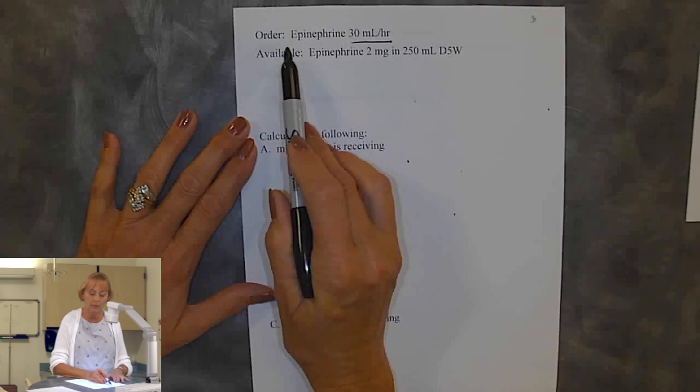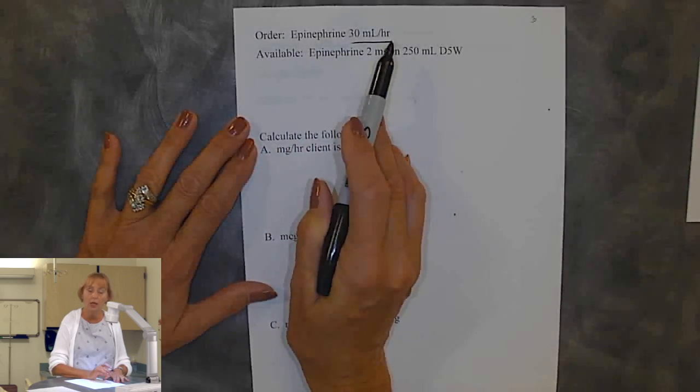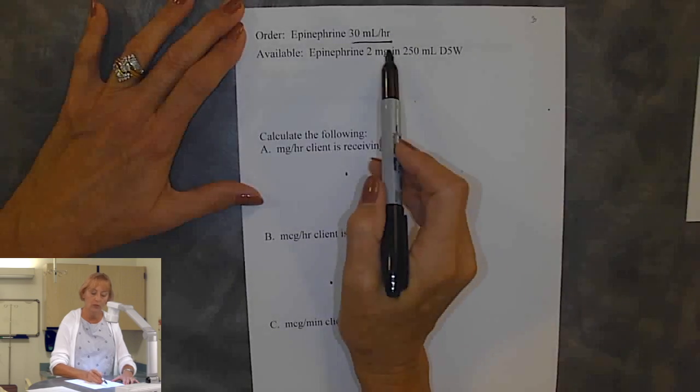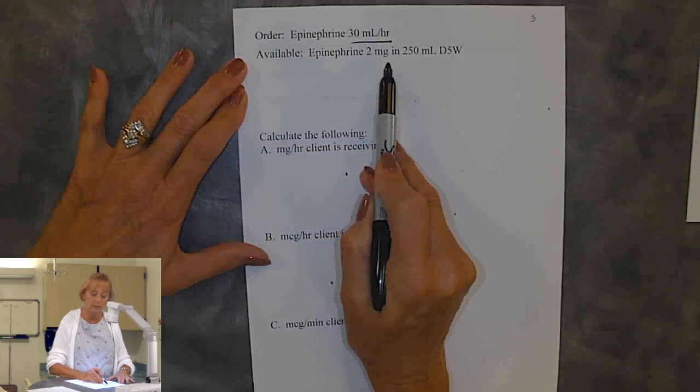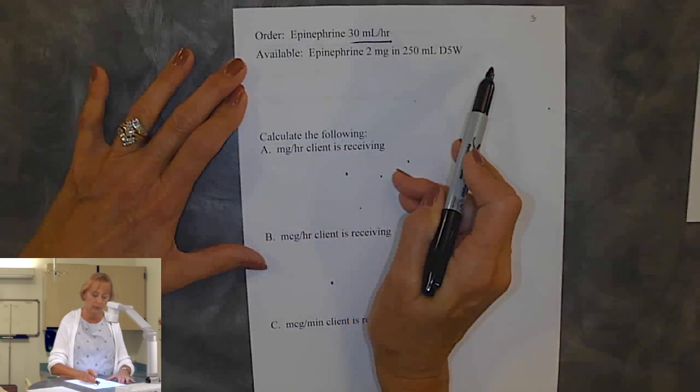As you can see here with the epinephrine, this is an adult dosage. There is no weight involved. When you go into the pumps, you will have a choice of epinephrine, either weight-based or non-weight-based. So you have to pay close attention and look at your order. So this is non-weight based. What you have is epinephrine, 2 milligrams in 250 mLs of D5W.